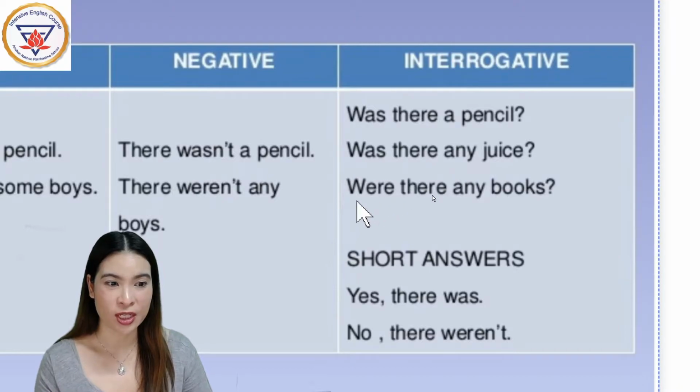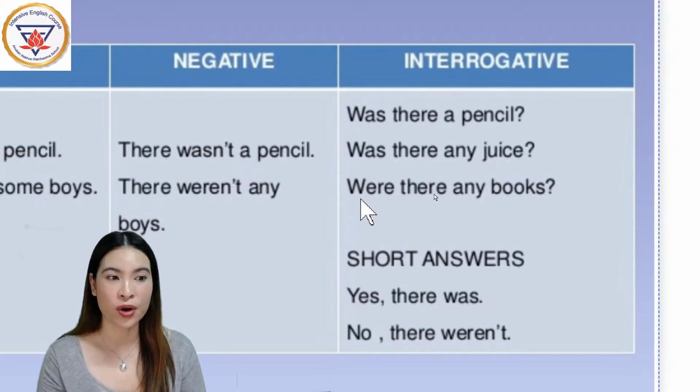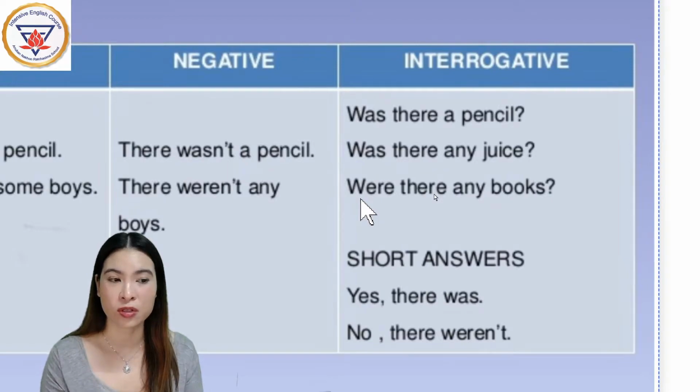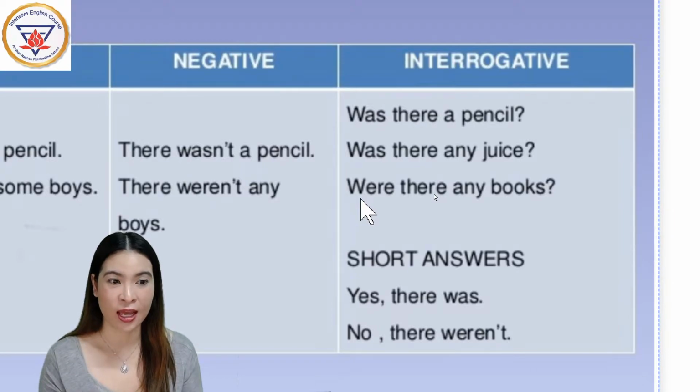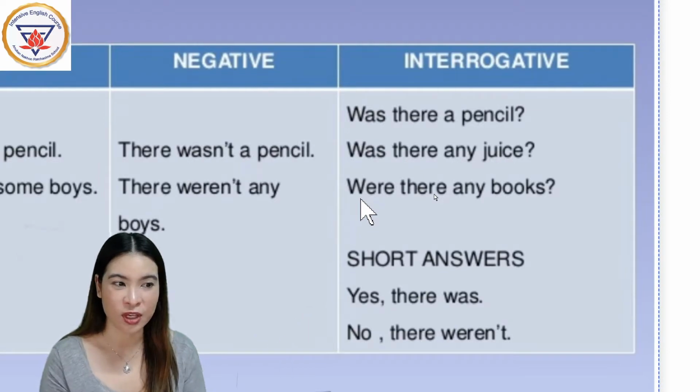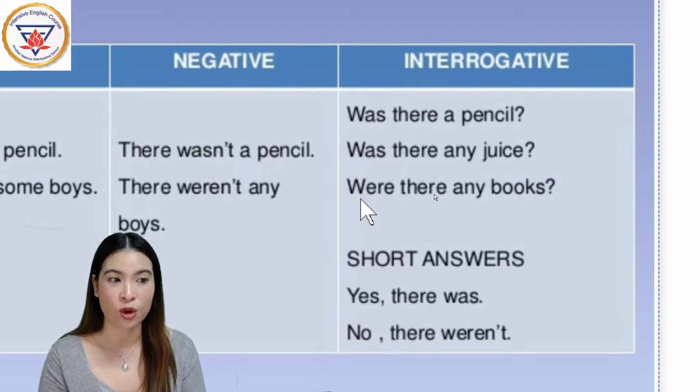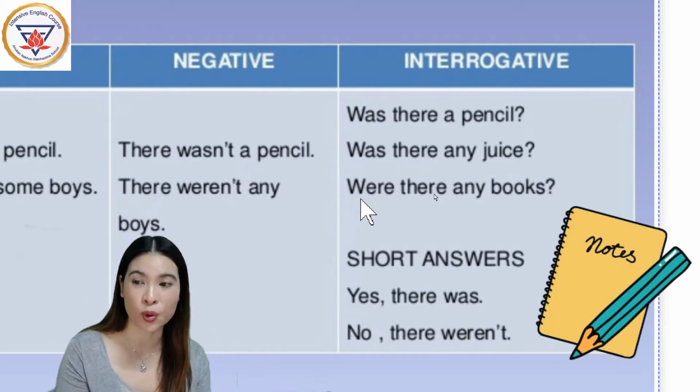The third question here is using were. Were there any books? Book is a noun and it's also a countable noun. But in this case, books, you see the S there? That means it has more than one book. That means 2, 3, 4, 5, 6, 7, 8 books are up there. So they were asking, were there any books?